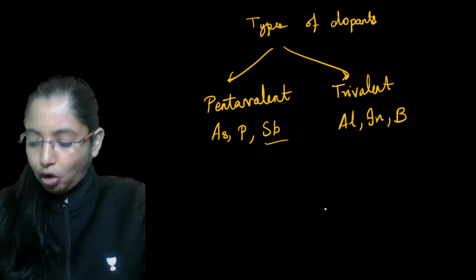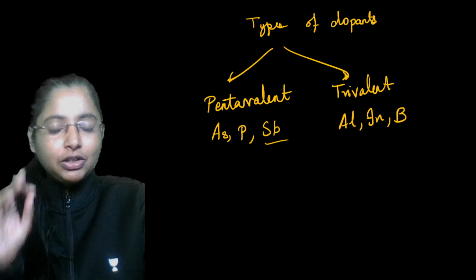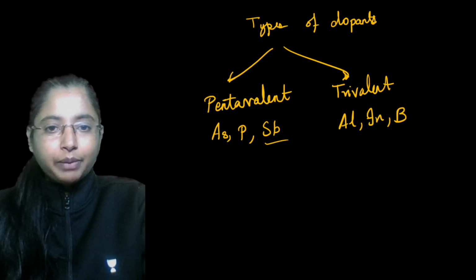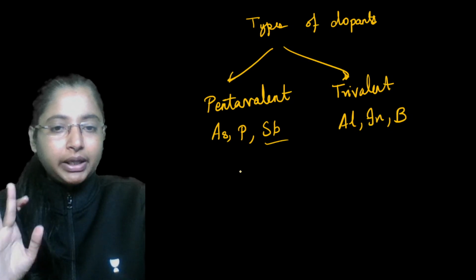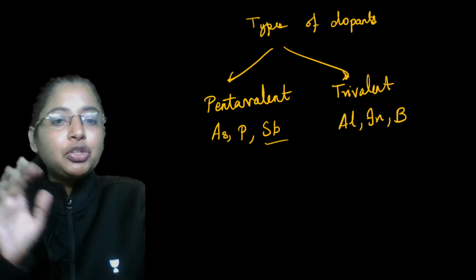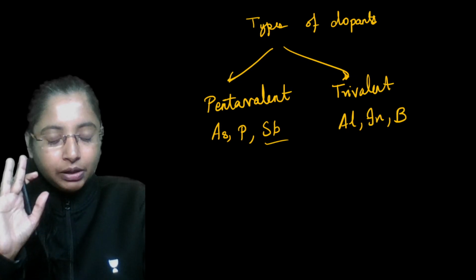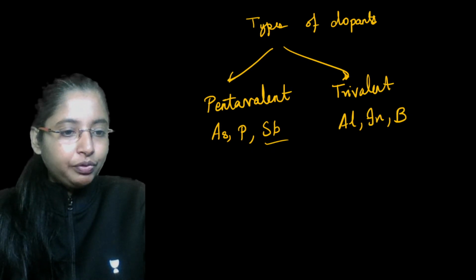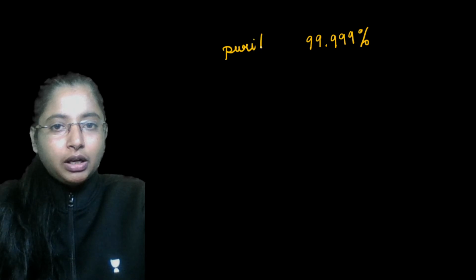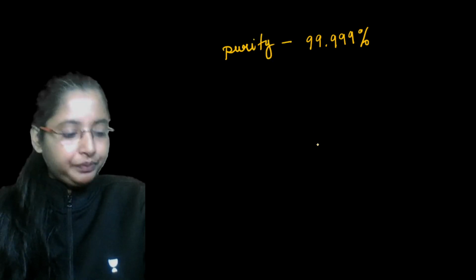Okay, so these dopants should also have some essential requirements. So you take a silicon semiconductor. How much impurity you're adding matters. First of all, if you're taking an intrinsic semiconductor for doping, the purity of that semiconductor should be very, very high.